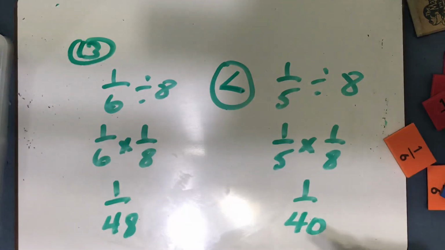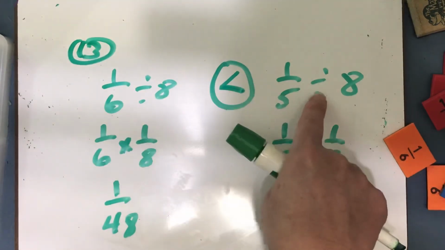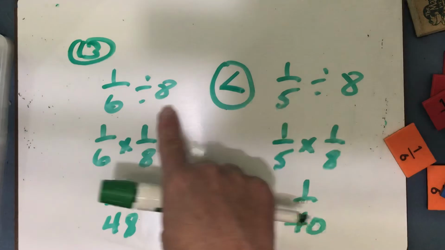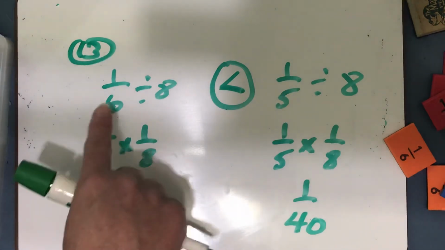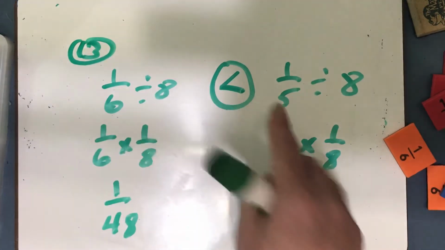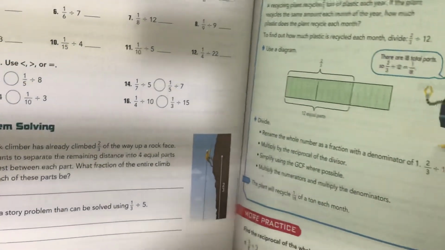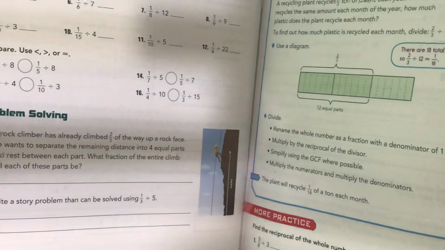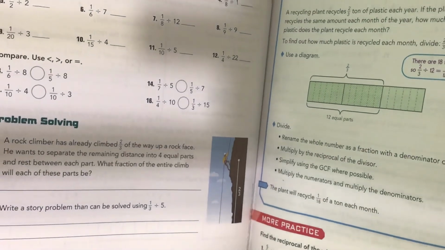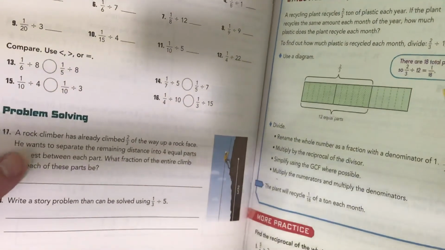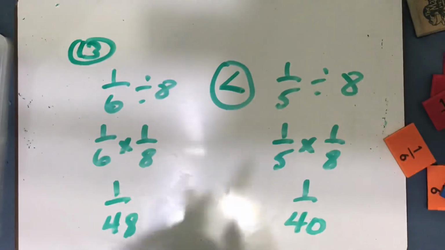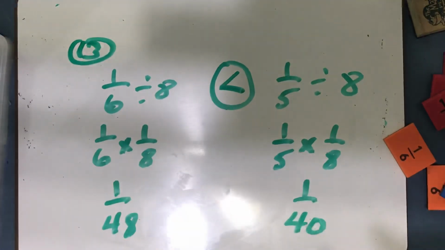So that would be the less than sign, because 1/5 divided by 8 is greater than 1/6 divided by 8. We read it, 1/6 divided by 8 is less than 1/5 divided by 8. Okay, so you just have to do 14 and 16 there. Then you have 2 word problems to do. So you're only going to do the even problems on page 156. Remember, multiply by the reciprocal of the divisor.